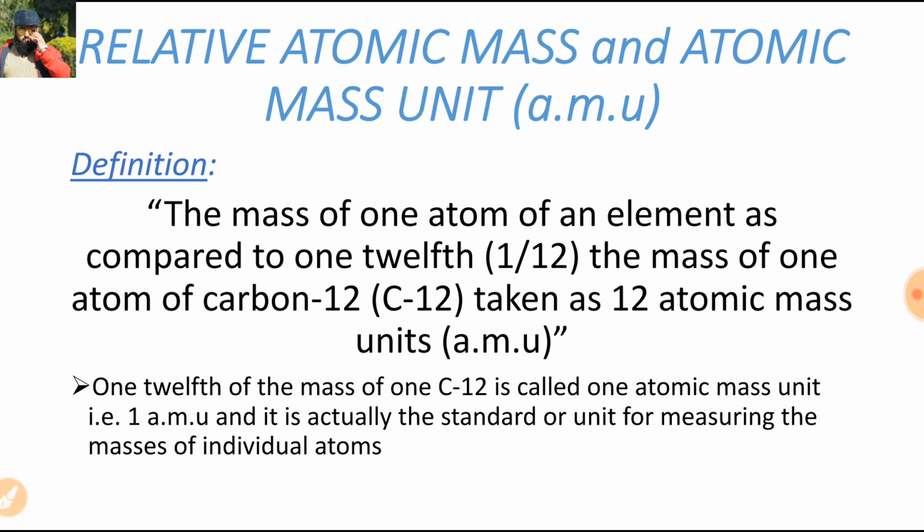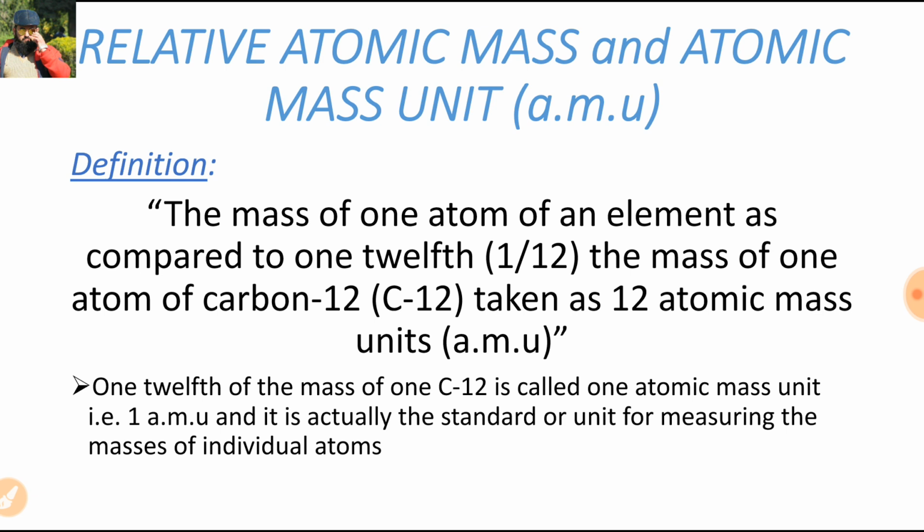Now let us look at the definition of the relative atomic mass. The mass of one atom of an element as compared to 1/12 the mass of one atom of carbon 12, C12, taken as 12 atomic mass unit, is known as relative atomic mass. That is, the mass of an atom in comparison to the 1/12th part of the mass of one carbon 12 atom is known as relative atomic mass. How much is it? It is heavier than the 1/12th of the mass of one carbon 12 atom.